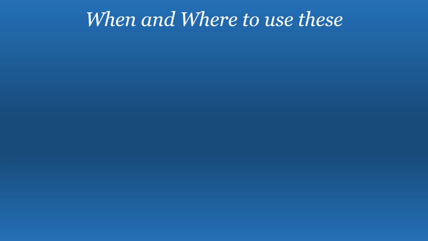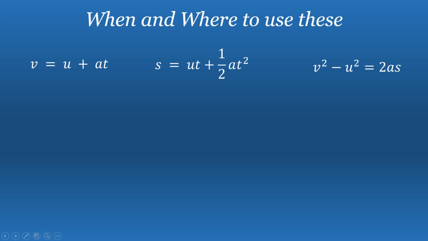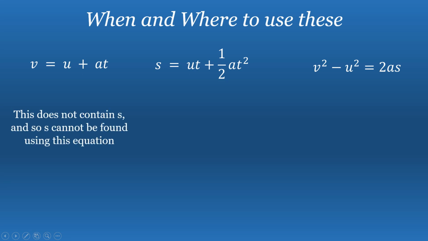We have three equations, right? So v is equal to u plus at, and s is equal to ut plus half at square, and v square minus u square is equal to 2as. But where to use? See, if you closely observe, in every equation there is one variable missing. In this equation there is no s. And in this equation, v is not there, u is there but v is not there.